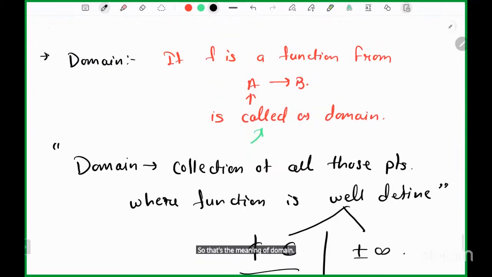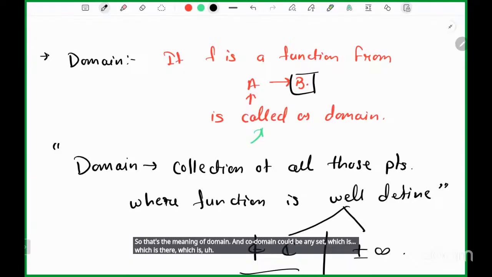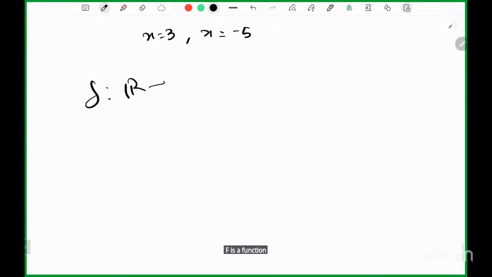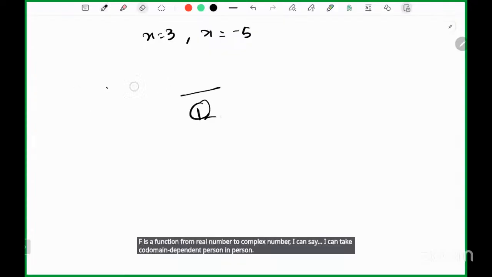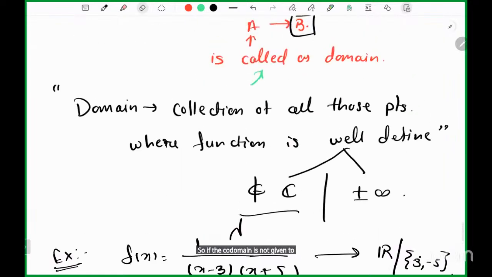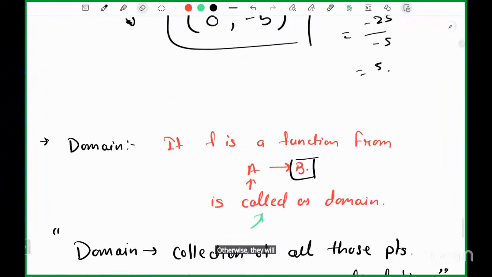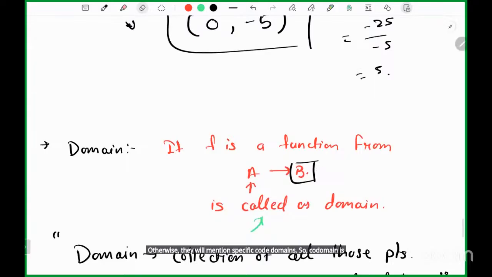And codomain could be any set, which depends on the person. For example, I can say that f is a function from real numbers to complex numbers. So if the codomain is not given to you, you can assume that the codomain is real numbers. Otherwise, they will mention a specific codomain. So codomain is this right-hand side set, whatever the function output is, so the set of outputs you can say.